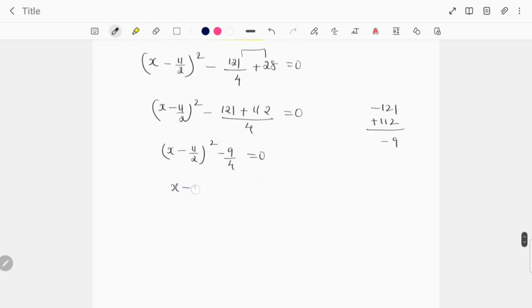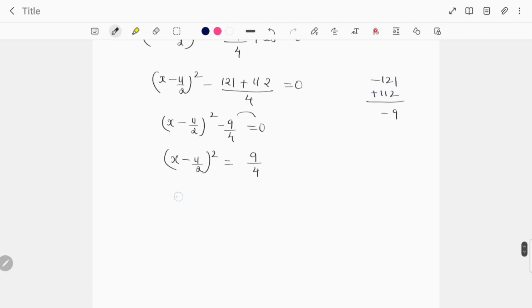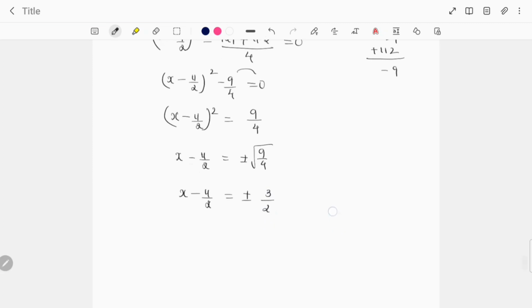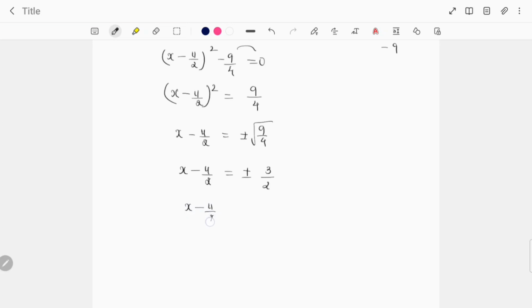Now (x − 11/2)² equals minus 9 by 4; the minus 9 by 4 goes to the RHS as plus 9 by 4. Then the square goes to the other side as a square root, so plus or minus the square root of 9 by 4. So x − 11/2 equals plus or minus the square root of 9, which is 3, over the square root of 4, which is 2. So x − 11/2 equals plus 3 by 2. Another case, x − 11/2 equals minus 3 by 2, because with plus or minus we have to take 2 cases.